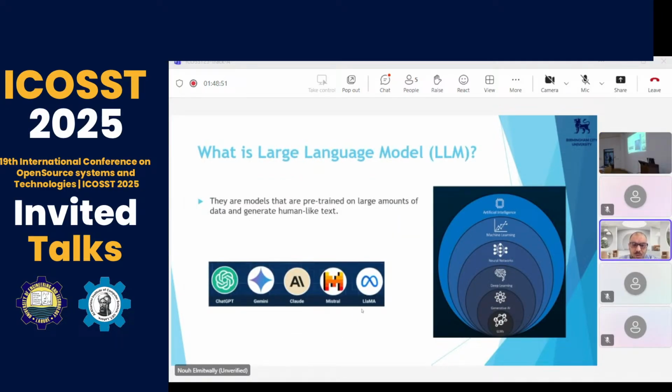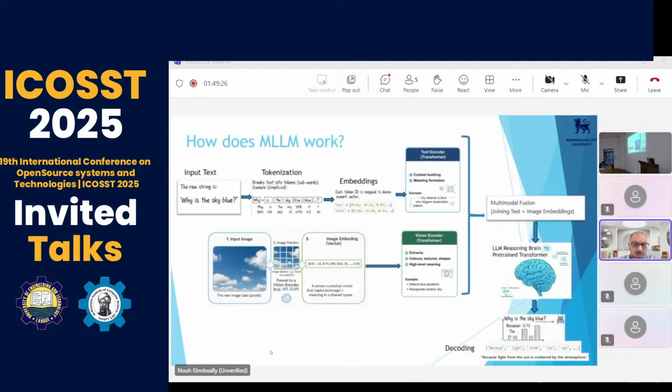Before we dive deeper into multimodality, let's quickly clarify what large language models are. A large language model is a powerful AI model that has been pre-trained on vast amounts of data, like libraries and the internet. Their primary function is to understand, generate, and process human-like text. ChatGPT, Gemini, and Meta's Llama, all these kinds of applications, give us a rich view of large language models.